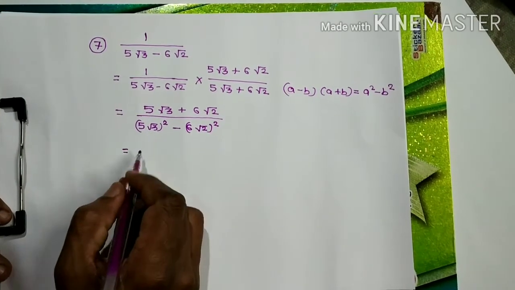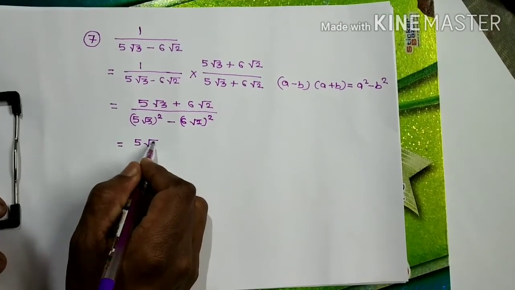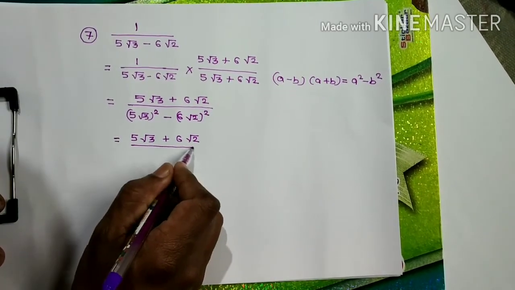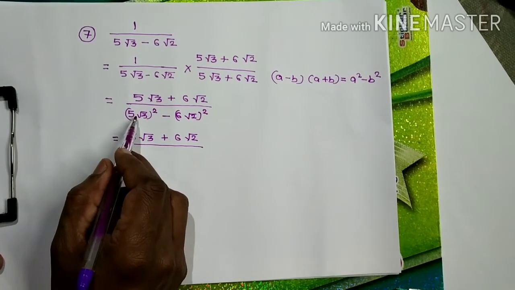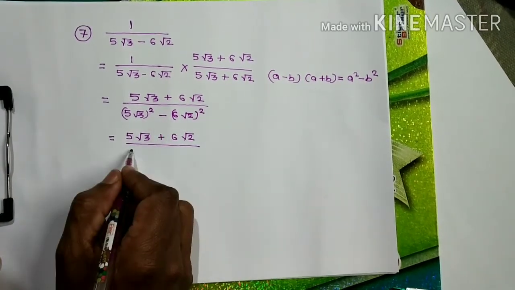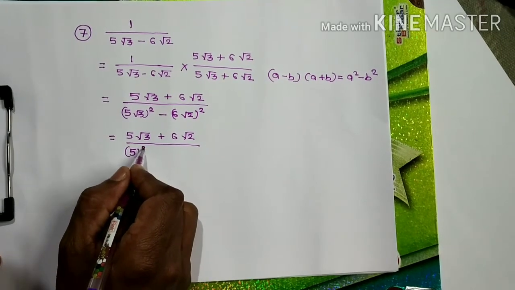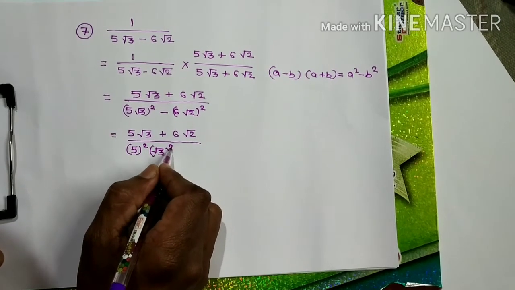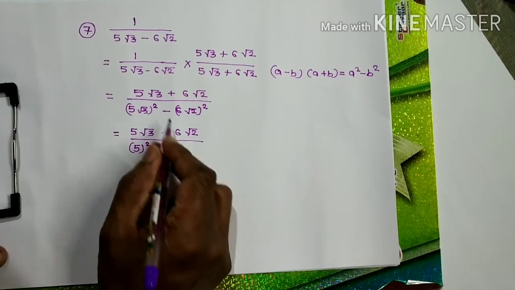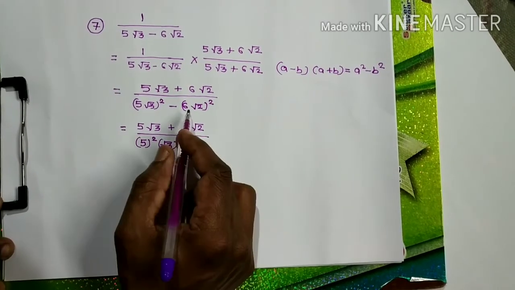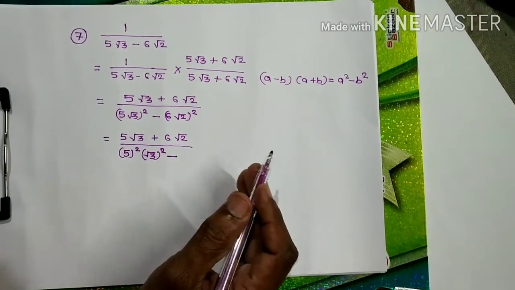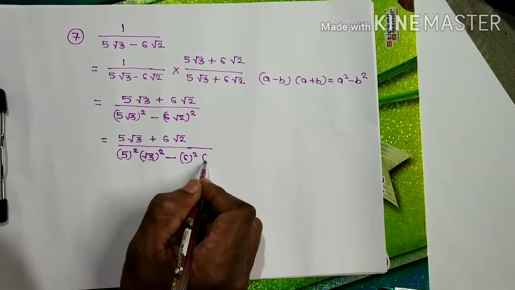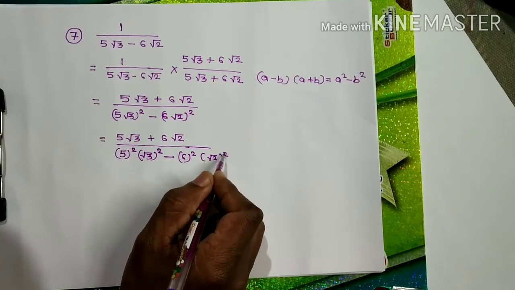Next step is this 5 root 3 plus 6 root 2 divide by, here you have to take care here. 5 square you have to write here separately. Then root 3 you have to write separately. So this is root 3 square. Then minus sign. Here also you have to write 6 separately and root 2 square separately. So this is 6 square and this is root 2 square.